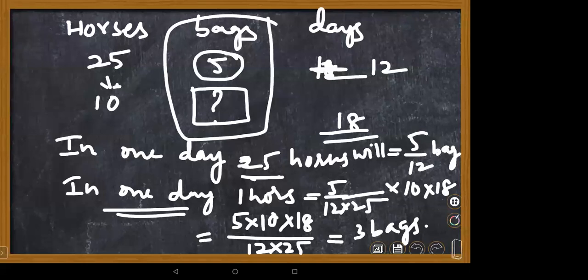What are the conditions given? How many horses, how many bags, how many days? First, you need to find for one day, 25 horses, how much they consume. And for one horse, you're supposed to calculate. Then 10 horses, how much? In 18 days. You just multiply 5 into 10 into 18 divided by 12 into 25. So that you will get 3.